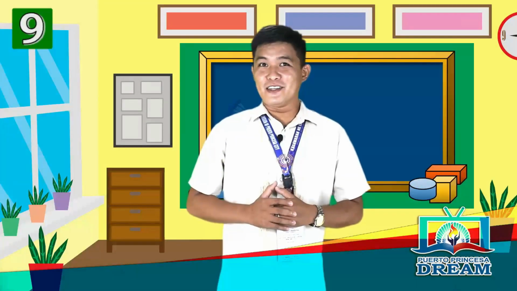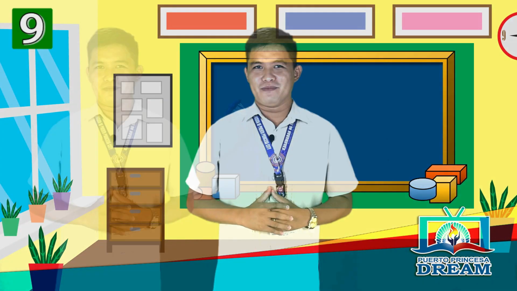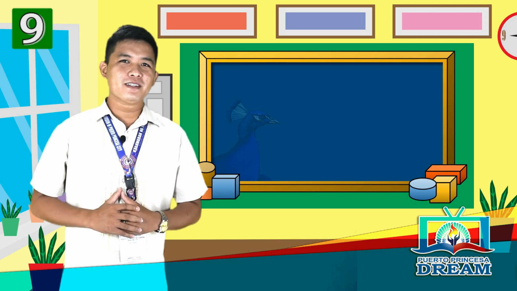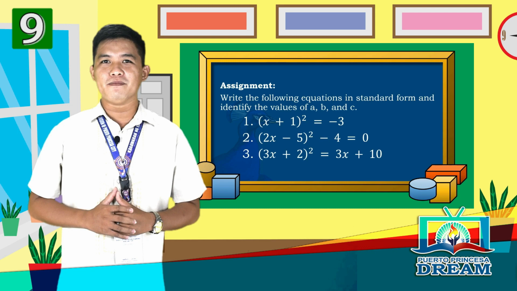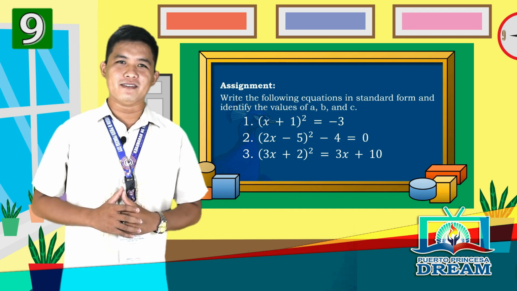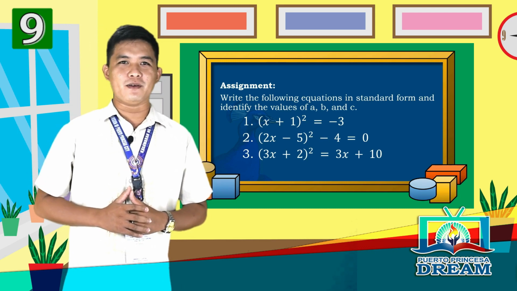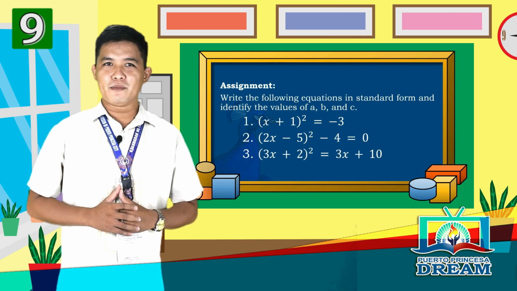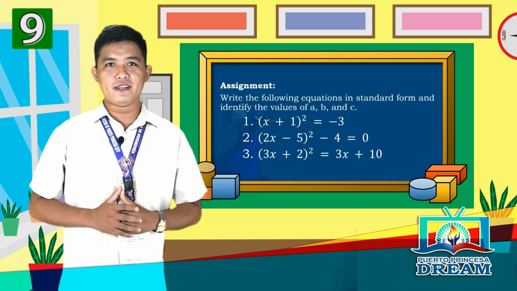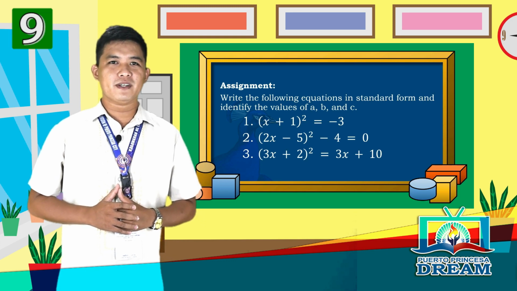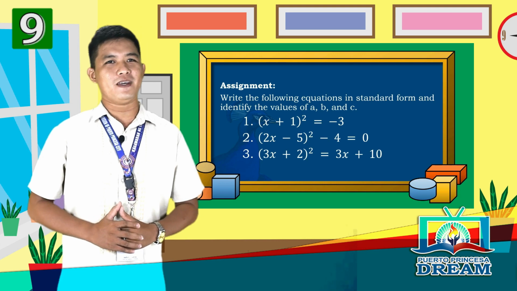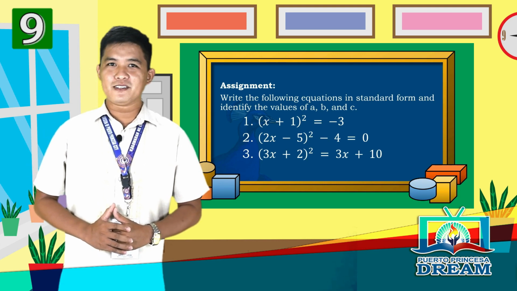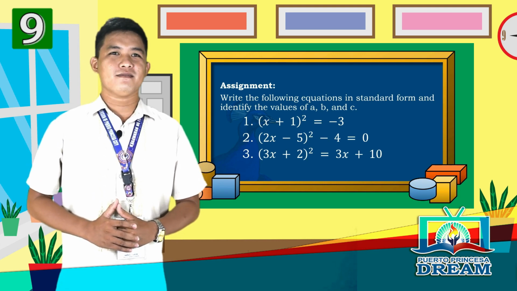Now, let us extend what you have learned in this lesson. For your assignment, write the following equations in standard form and identify the values of A, B, and C. Number 1. The square of x plus 1 equals negative 3. Number 2. The square of 2x minus 5 minus 4 is equal to 0. Number 3. The square of 3x plus 2 equals 3x plus 10. Write your answer in your math journal.